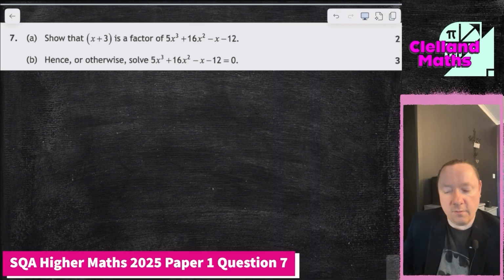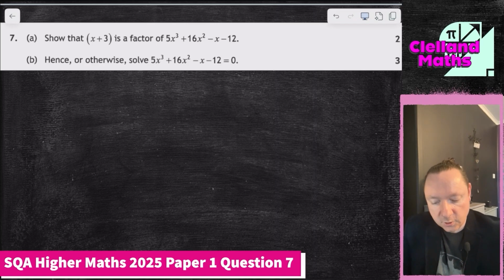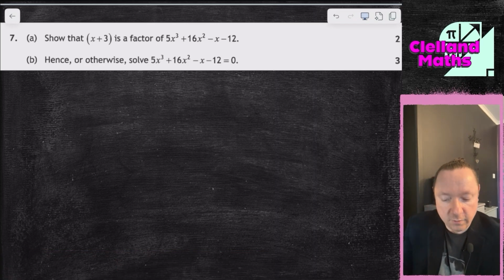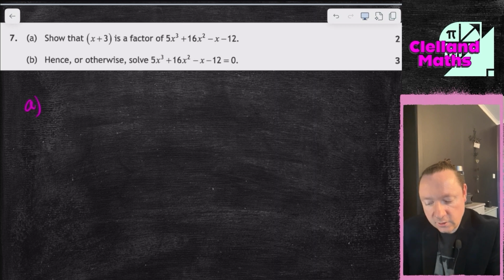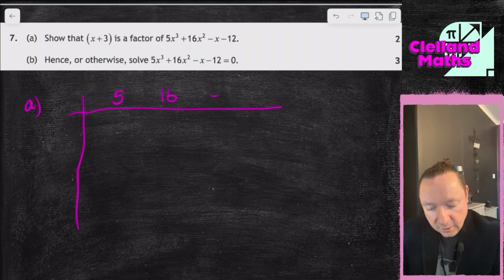SQA Higher Maths 2025 Paper 1 Question 7. Show that x plus 3 is a factor of this, and then hence otherwise solve. So you can sub in directly, or as most of you will do, you'll use synthetic division. So you've got 5, 16, minus 1, minus 12, x plus 3, so I sub in minus 3.